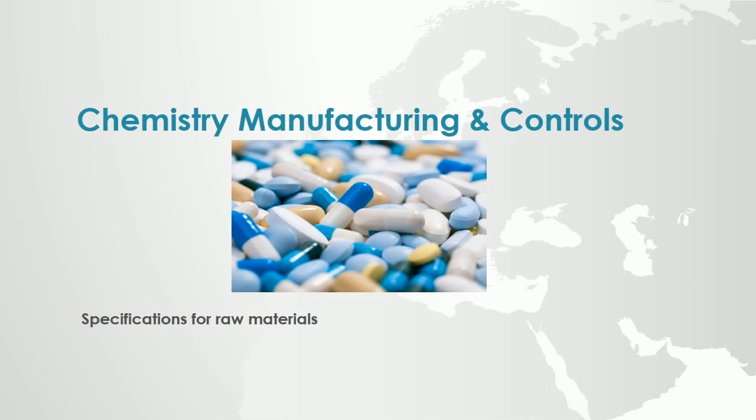In this lesson we will present the topic developing specifications for raw materials as part of the Chemistry Manufacturing and Controls course. We will discuss strategies for developing specifications for drug substances, excipients, packaging materials for tablets, capsules, parenteral preparations and semi-solid dosage forms.